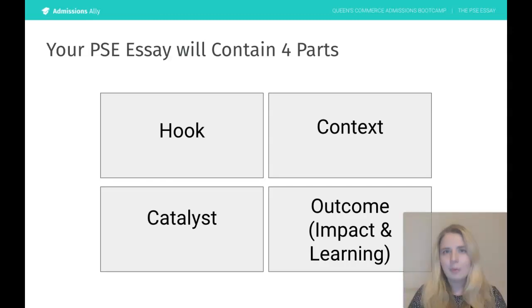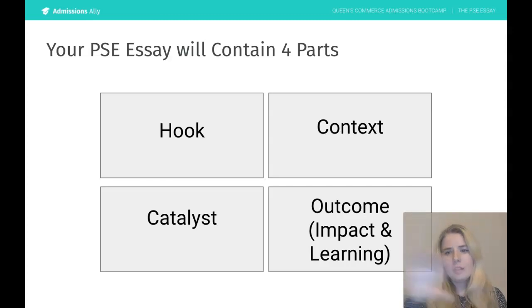The learning is where we're going to talk about how this experience impacted you and the skills that you learned, but this is going to be how you have positively contributed to the lives of others. And this can be at a small scale or a large scale. So there's really a lot of ways that you can craft this. There's not really one particular format that we recommend. It's really something personal to you, and you're going to need to do some deep reflection here.